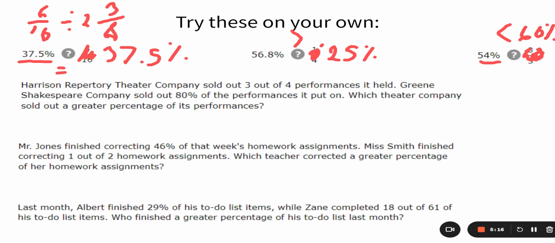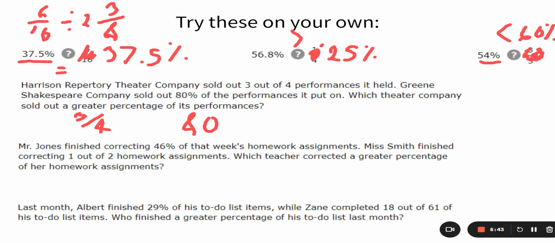All right. Now let's go on to these that we have down here. It says Harrison Repertory Theater Company sold out 3 out of 4 performances it held. Green Shakespeare Company sold out 80% of the performances it put on. Which theater company sold out a greater percentage of its performances? So we have 3 over 4, and we're comparing that to 80.